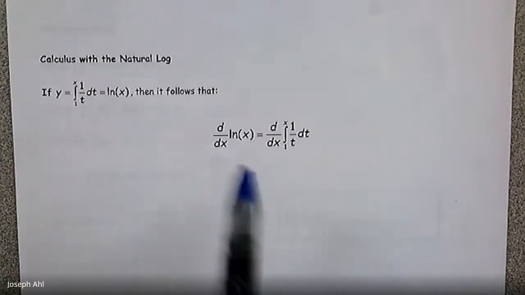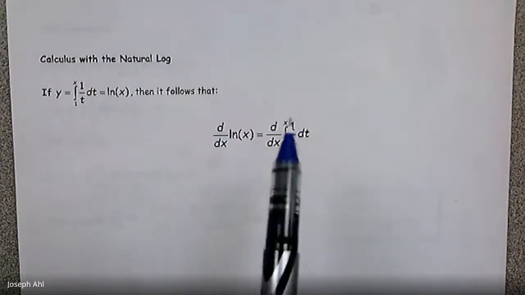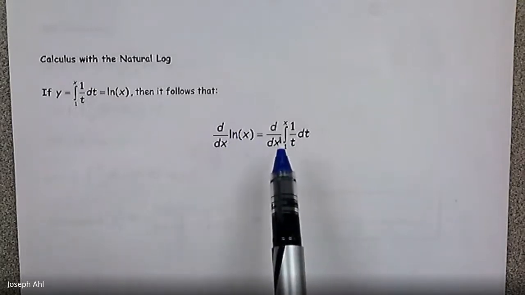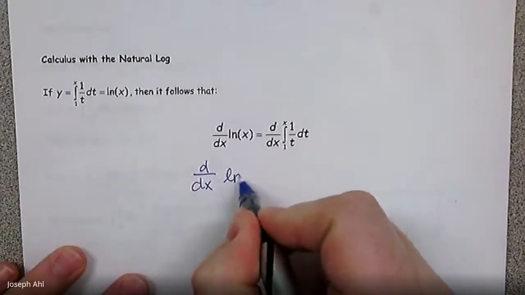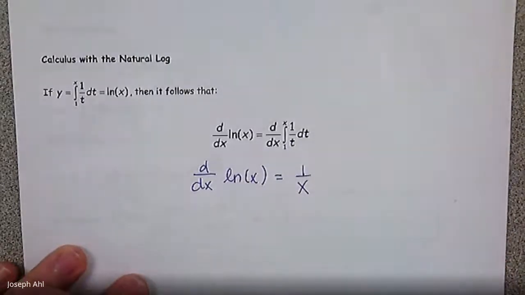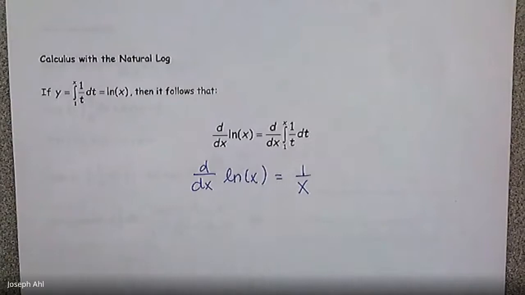We now have seen that the antiderivative of 1 over x dx, or 1 over t dt, according to this accumulation function, is ln of x. So if that's true, if you were to take the derivative of both sides with respect to x, the derivative of ln of x is, according to the fundamental theorem, just 1 over x. So the fundamental theorem gives us this rule that the derivative of the natural log function is 1 over x. We're going to do some practice with this in a moment.